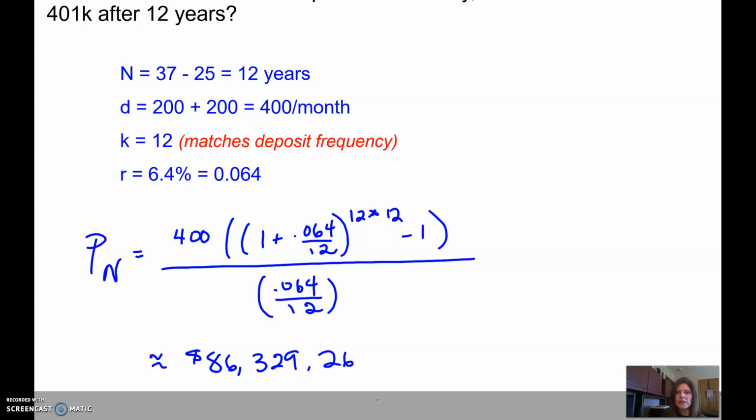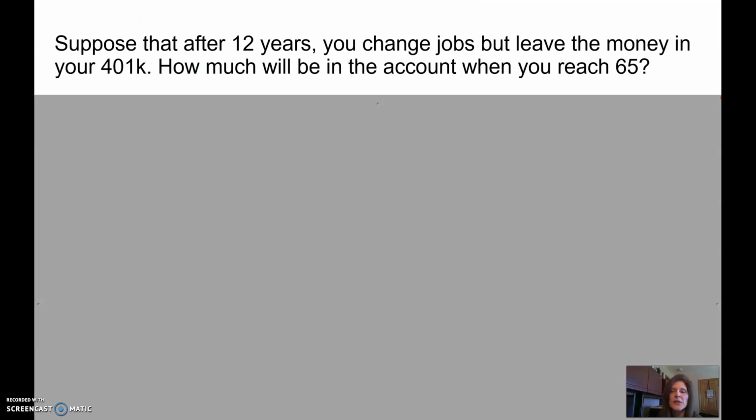Okay, so as happens, people change jobs. So after that 12 years, we're going to suppose we change jobs, but that money is just going to sit in that account earning the same type of interest rate. We want to know how much will be there at age 65 when it's time to retire. This is not an annuity anymore, right? Because we're not putting deposits in. Annuities require a regular deposit.